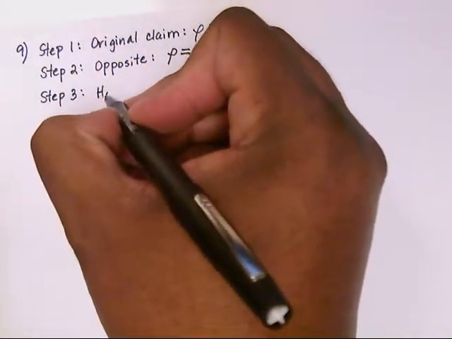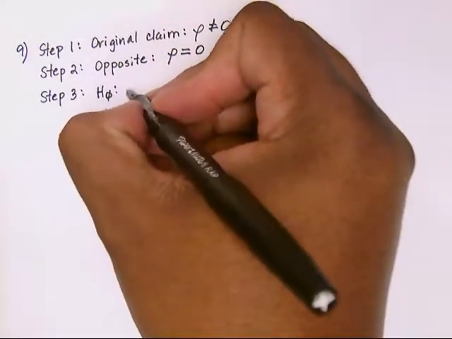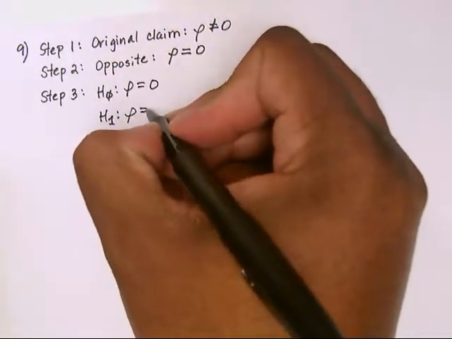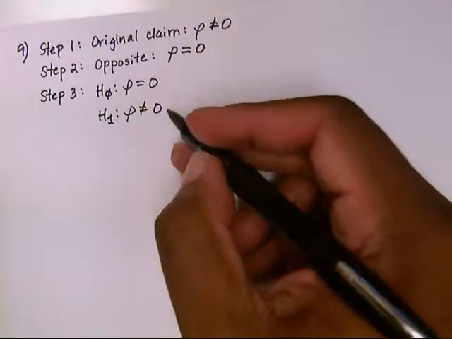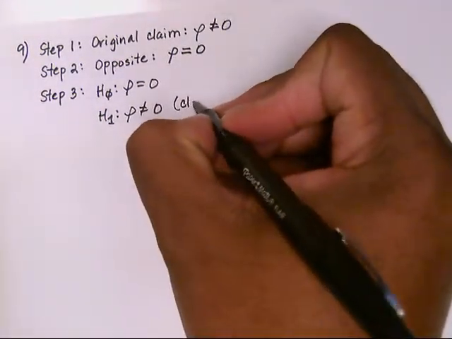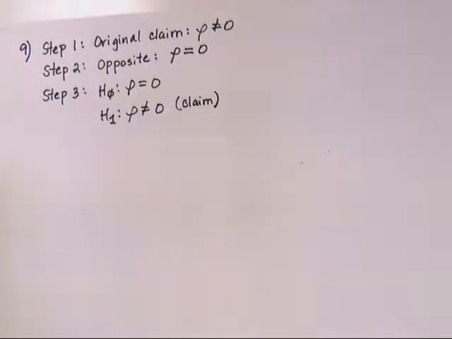Step number 3 is the null and the alternative hypothesis. The null always has the equal sign, so if rho is equal to 0, the alternative will always have the not equal to sign here. So we're always going to be dealing with equal to and not equal to. And that alternative will be your claim.